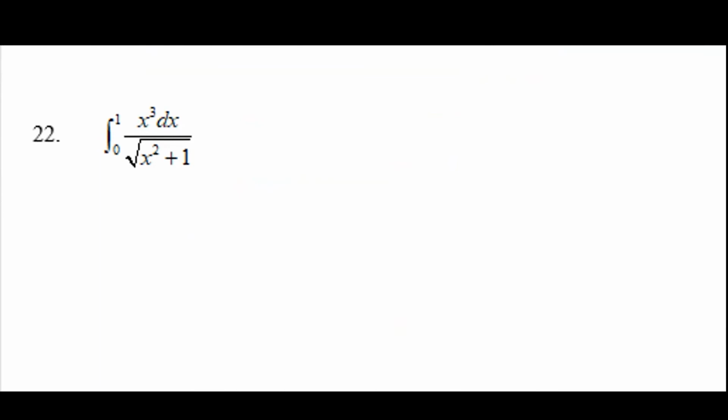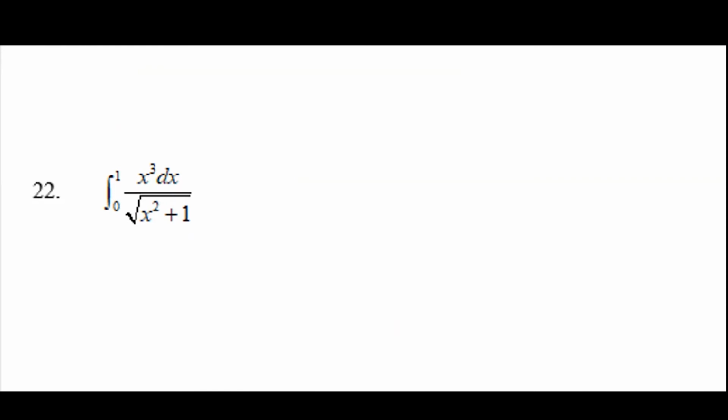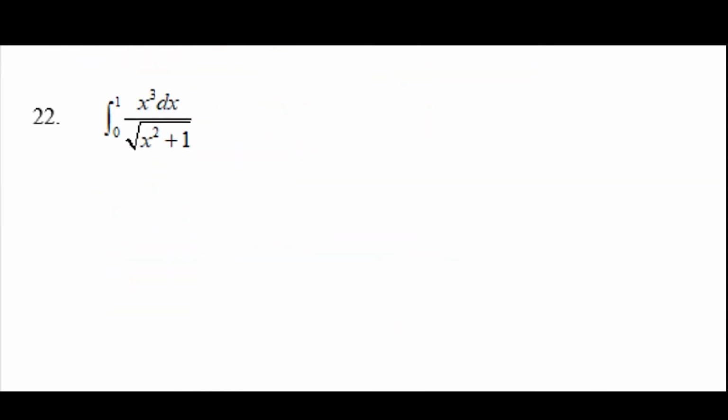Let's see, number 22 looks really ugly now, doesn't it? But I'm going to let x be tangent theta. So if I let x be tangent theta, then dx is secant squared theta d theta, and that one was easy. Now this thing is not too bad. x squared plus 1 becomes tangent squared plus 1, square root, which is secant theta.